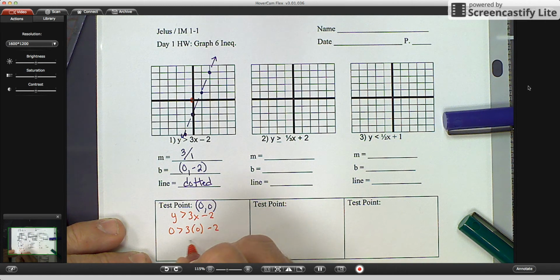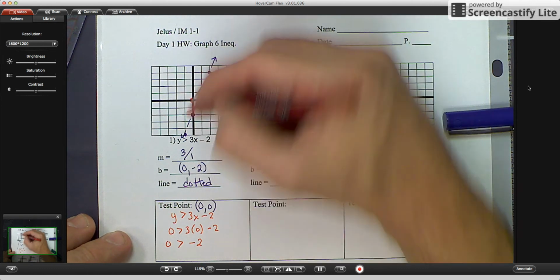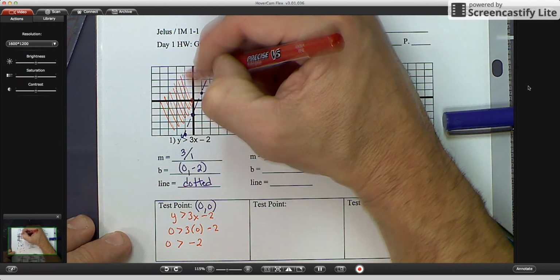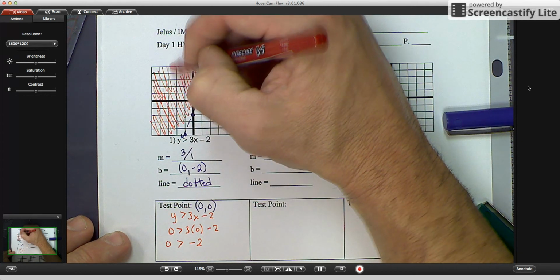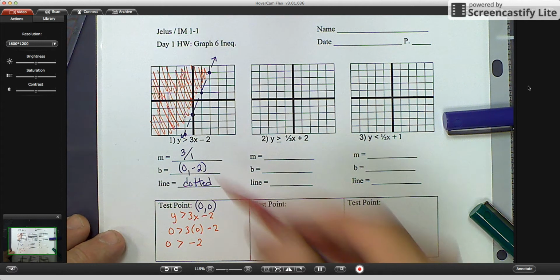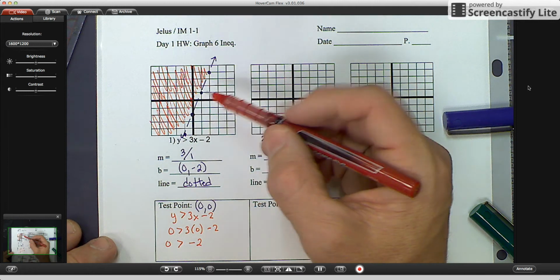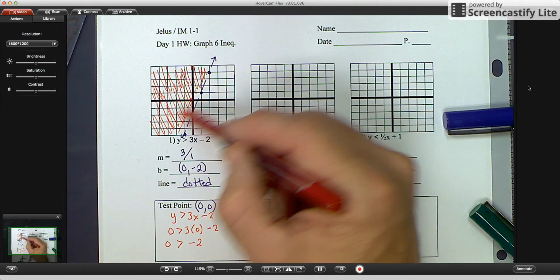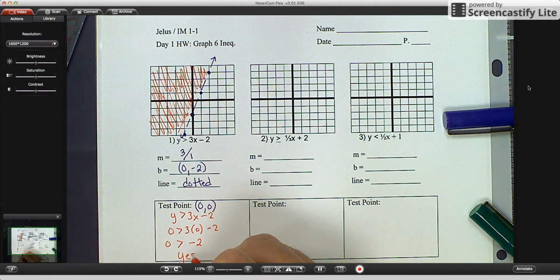And 3 times 0 is 0. 0 minus 2 would be a negative 2 here. Is 0 greater than negative 2? Yes, it is. So therefore, this test point and everything on this side of the line is going to be shaded. And this is enough shading. And you can see that every single point on this side is in the solution set. Okay? If you were to plug in any set of coordinates here, you would also get the fact that, yes, 0 is greater than negative 2.